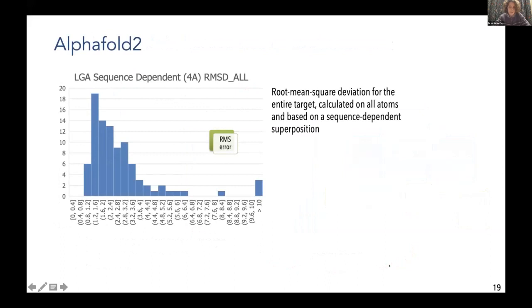So these are derived from the CASP4 website, downloaded the RMSD all parameter and plotted that for all of the AlphaFold 2 models. And you can see it's ranging between 0.8 up to, well, higher than 10, but the bulk of them are basically in the range of 0.8 up to about 3.2.